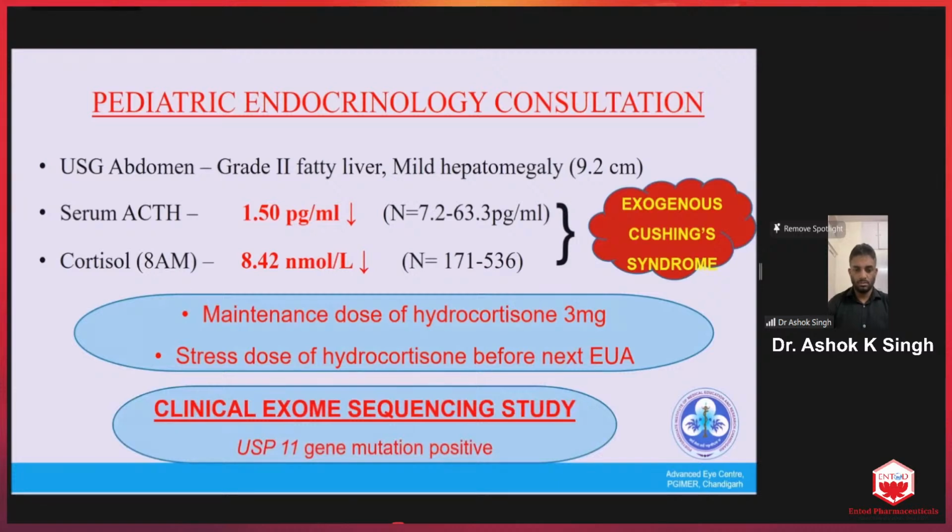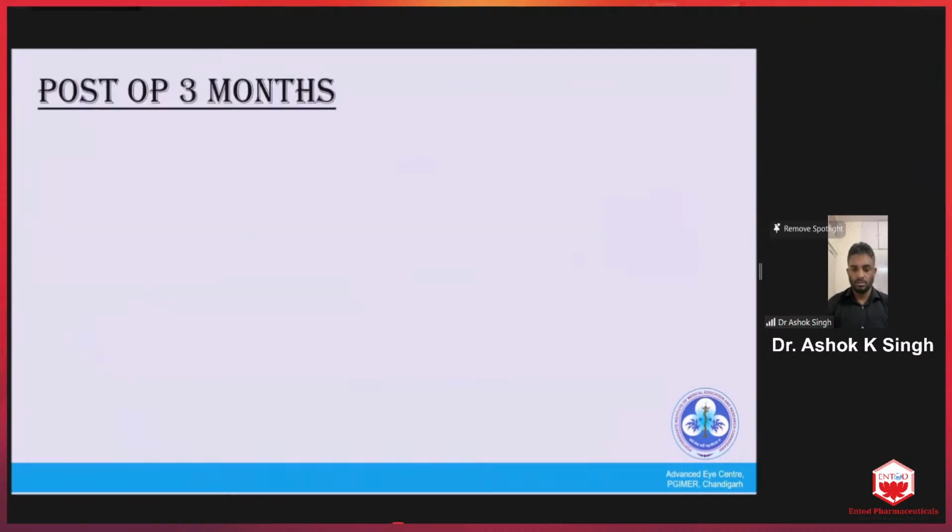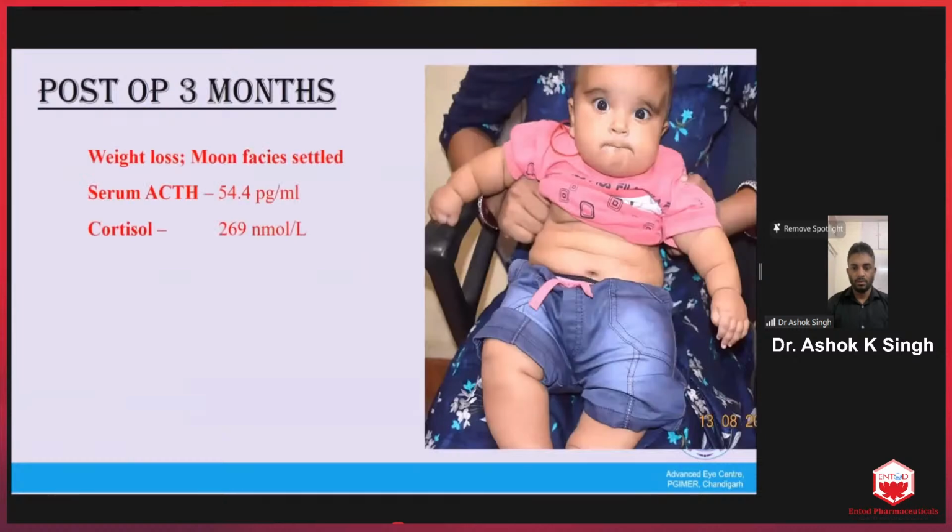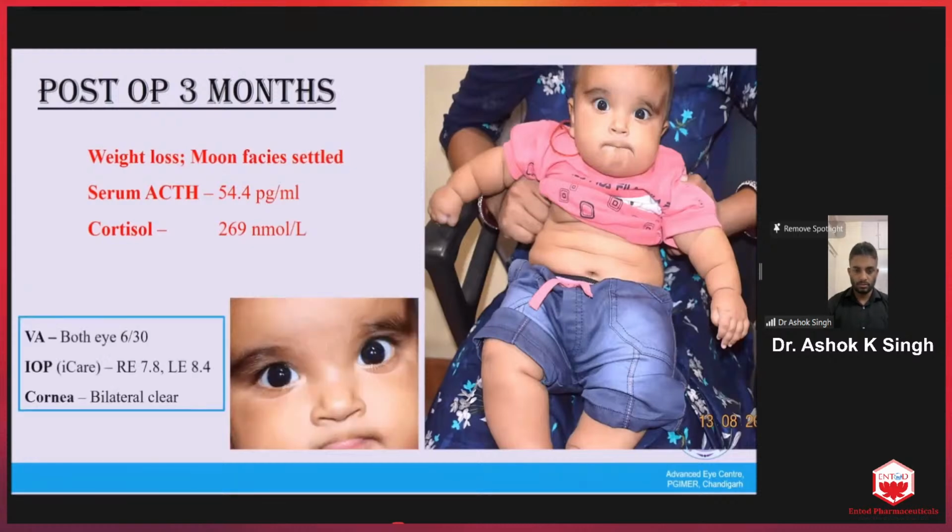Meanwhile, we also got the clinical exome sequencing report, and the child was positive for a USP11 gene mutation. At his next follow-up at 3 months, there was weight loss and the moon facies started to settle. As we can see in the photographs, his serum ACTH and cortisol levels became normal. Glaucoma was also controlled with IOP of 7.8 and 8.4 in the eyes and bilateral clear cornea.